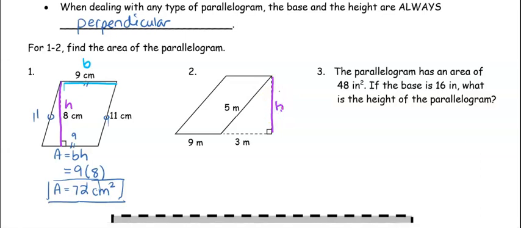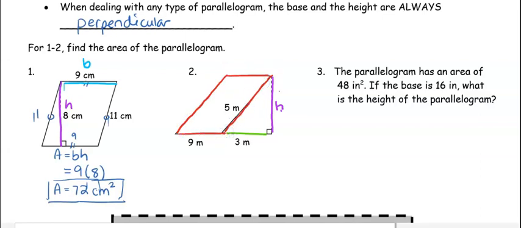And I want to look to see what is running perpendicular to that. And you're like, oh, right here. And you're right, the 3 does run perpendicular, but the 3 is not the base. If you notice, there's dashed lines. Dashed lines mean that they are imaginary. It's not actually a part of my figure. My parallelogram is this piece right here.